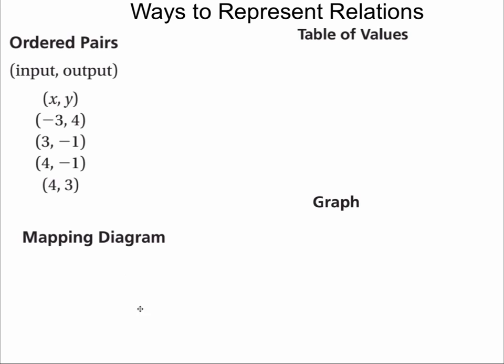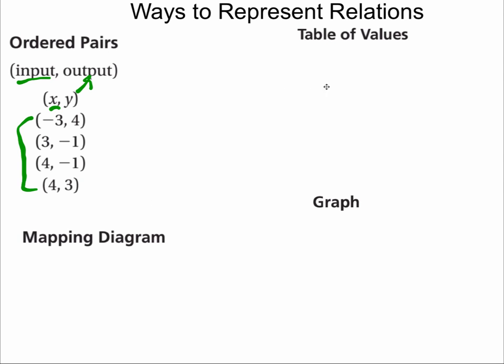It is literally a relationship between two values, our input and our output. Now, to be organized, we're going to label our input as X, and our output we're going to call Y. So this is an example of four ordered pairs that are going to represent our relation. In the first one, our X value is -3, our Y value is 4. In the second ordered pair, the X value is 3, the Y is -1. In the third ordered pair, the X is 4, the Y is -1. And in the fourth ordered pair, the X is 4 and the Y is 3.